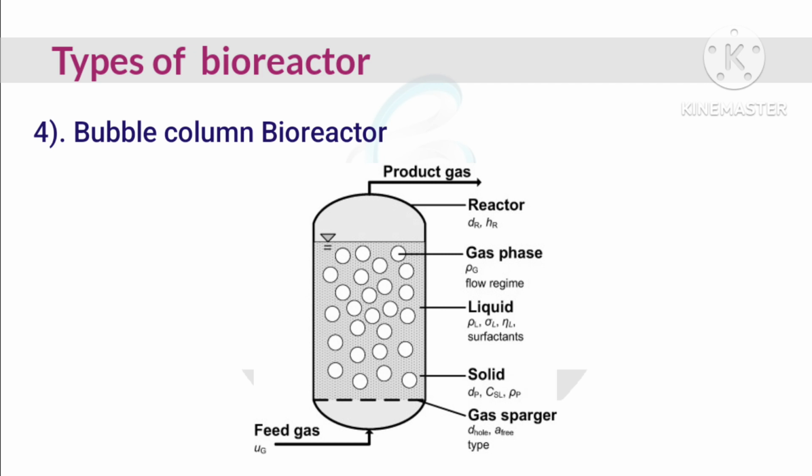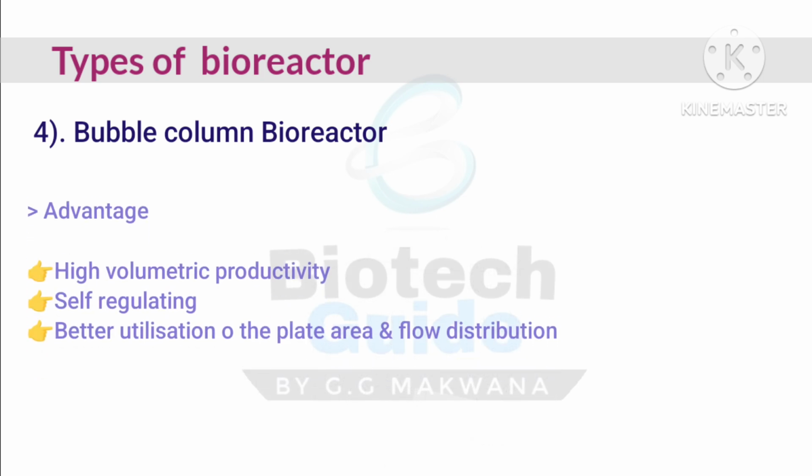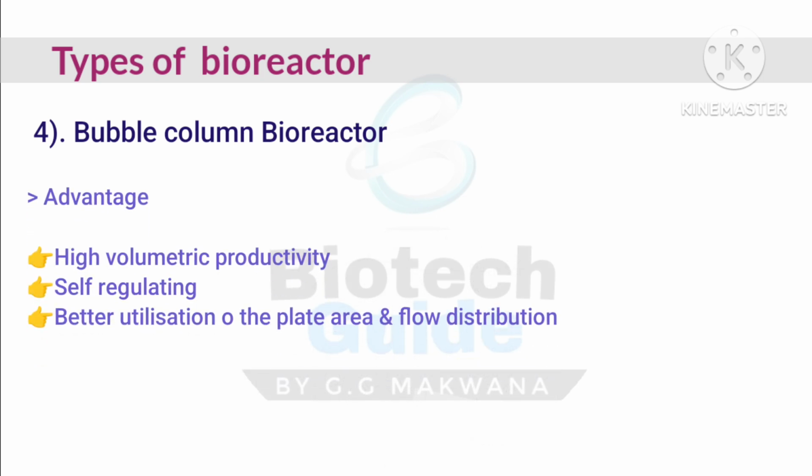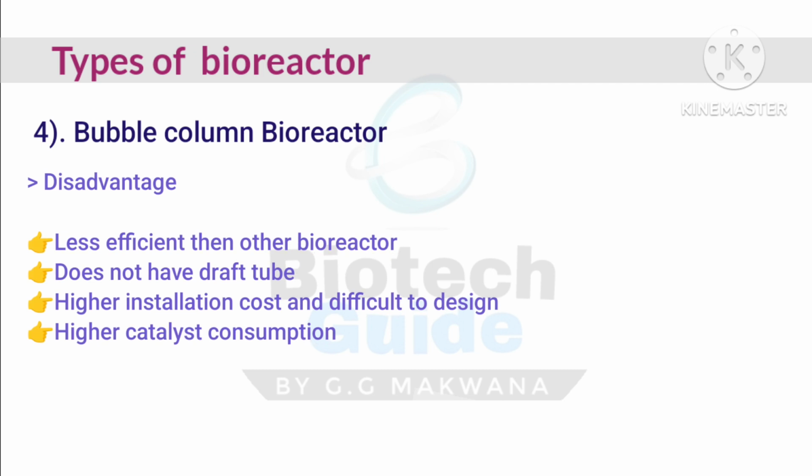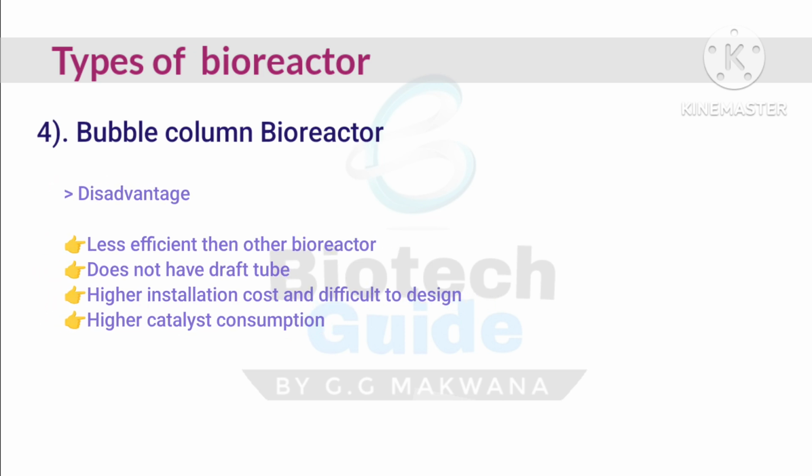Here you can see the gas sparger, then the gas phase, then the product gas and the feed gas. Higher volumetric productivity, self-regulating, better utilization of area, and flow distribution are the advantages. Then less efficient than other bioreactors, does not have a draft tube, higher installation cost, difficult to design, and higher catalyst consumption are the disadvantages.